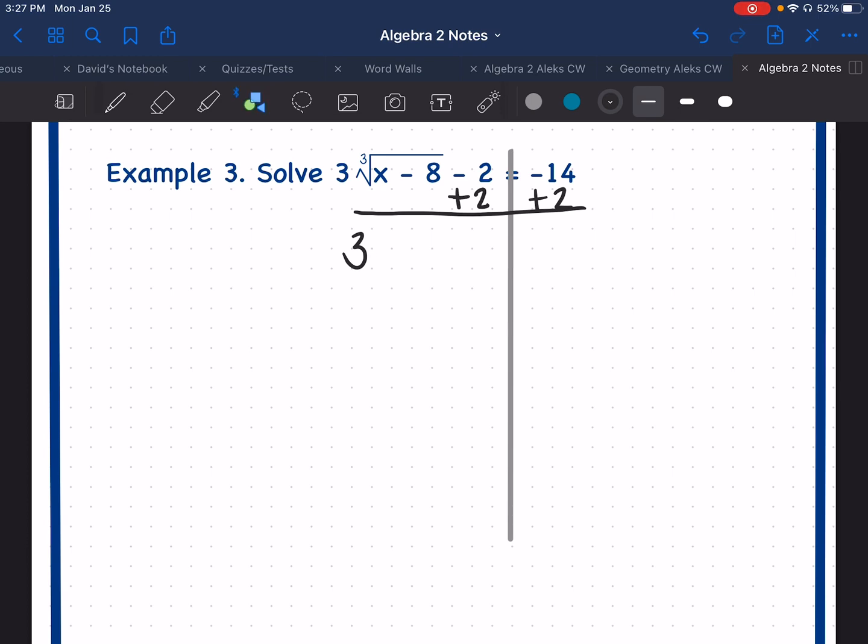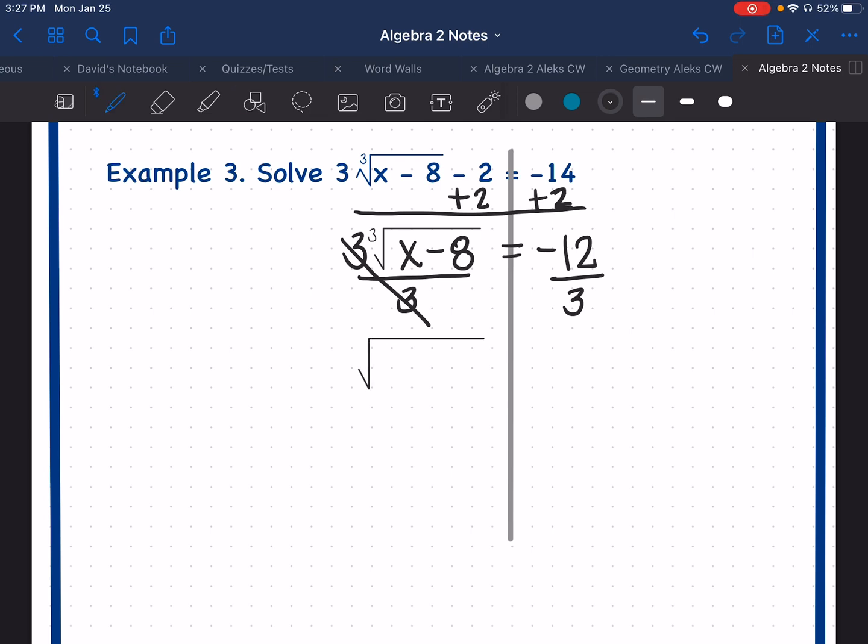Let's keep it, because I have to remind myself it's a cubic root. Negative 14 plus 2 is negative 12. Okay. Now I'm going to divide by 3. Divide by 3 to get rid of the large 3 in the front, leaving me with my cubic root. And negative 12 divided by 3 is negative 4.